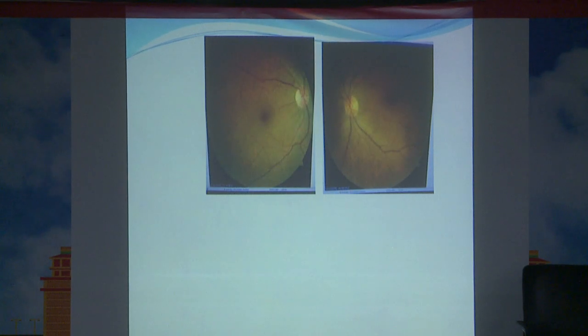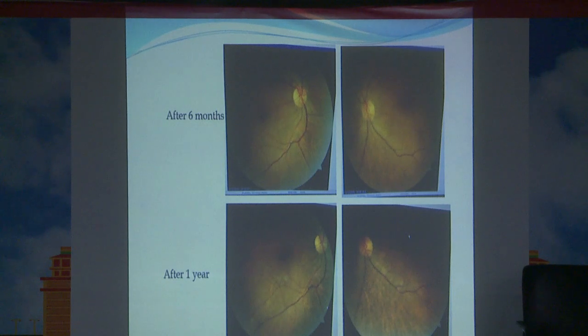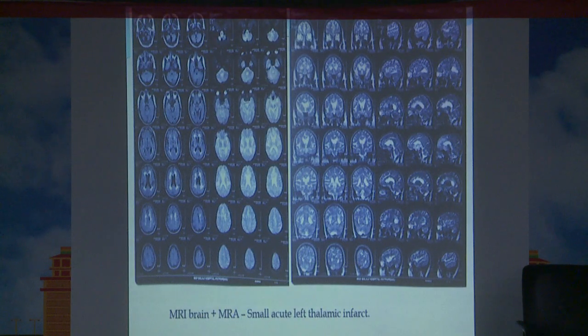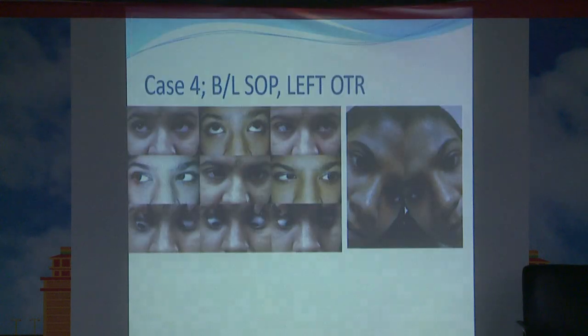Again, this is showing conjugate torsion here, and you can see after 6 months and 1 year, the torsion part has improved a great deal. So you need to give them time. Some of them are going to improve, the torsion as well as the vertical. So at least 6 months you have to give them for recovery. This is showing a left thalamic infarct. This is an older patient, hypertensive. So he had a thalamic infarct, and that gave rise to pretectal syndrome as well as skew.